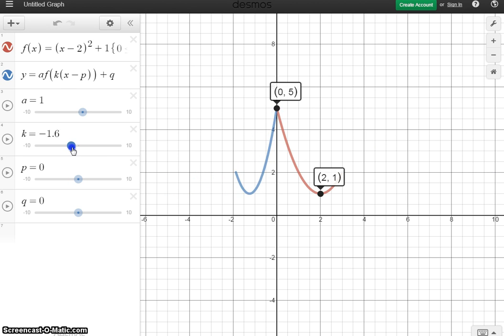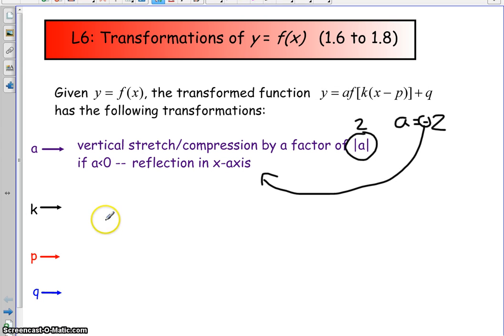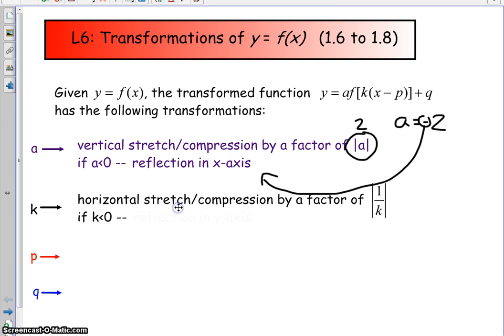Now, one thing you'll notice here, when I say it's a horizontal stretch or compression, it's by a factor of 1 over k.